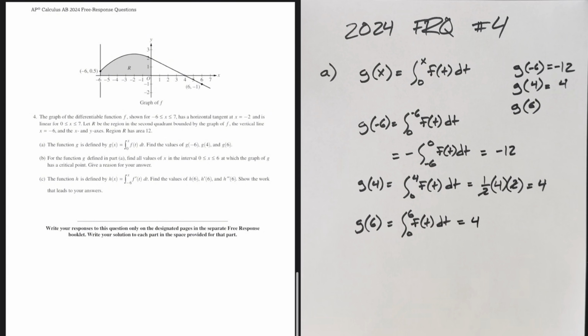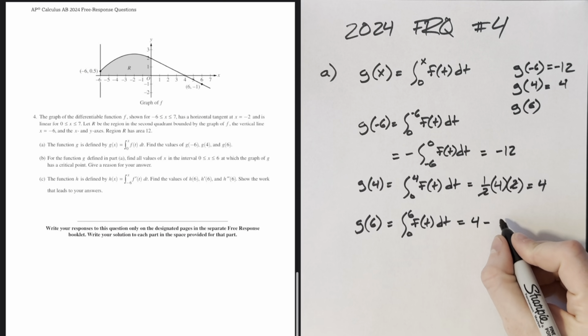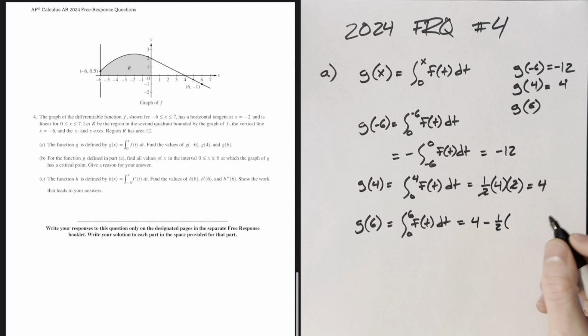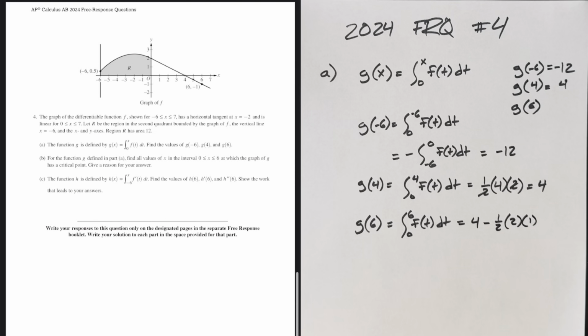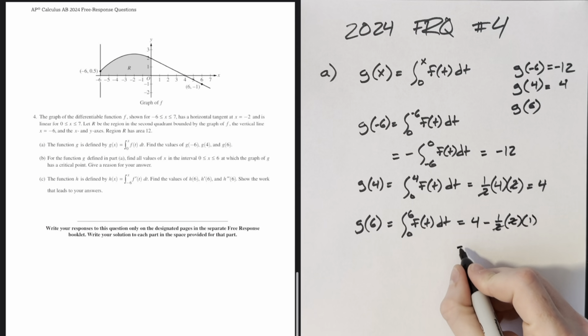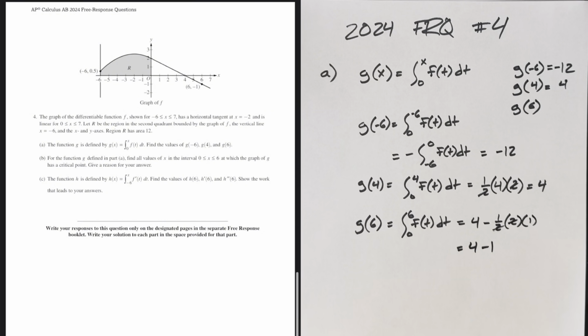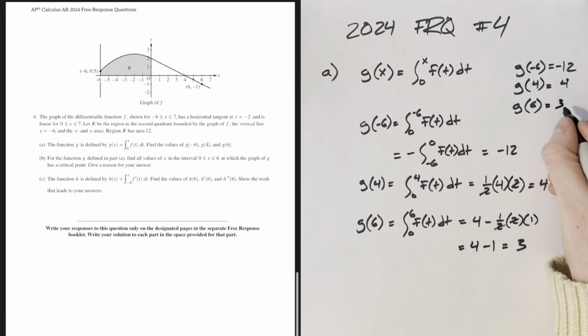which we calculated to be equal to 4, that upper triangle, minus all of the area that is below the x-axis, which is that triangle from 4 to 6. It has an area of 1/2 times our base, which is 2, times our height, which is 1. Those 2's will cancel out, and we get that the area of that triangle is equal to 1. So when we subtract it, we get a value of 3. And that is our final answer for the third one.